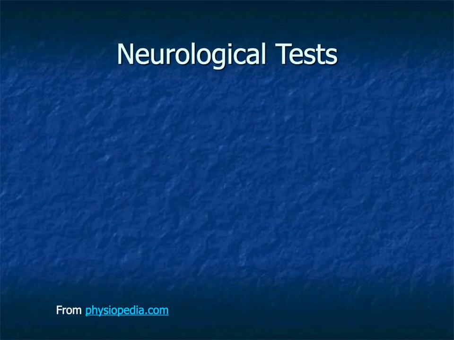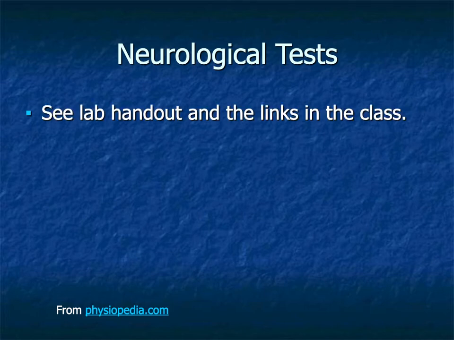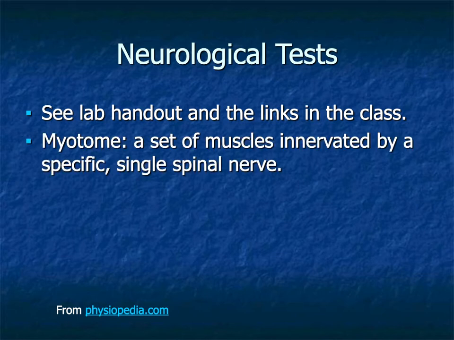Our next area is neurological testing. I have more information in the handouts here. This is a reminder that we're testing the spinal cord area, and I have some links in the class that explain this a lot better than I can. But we can test myotomes, reflexes, and dermatomes.